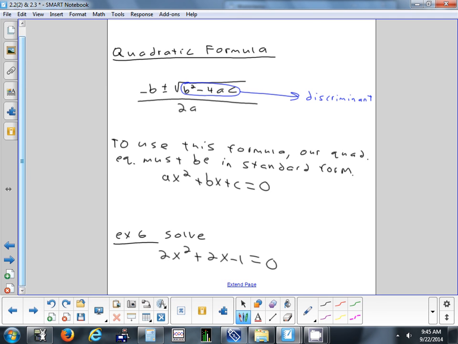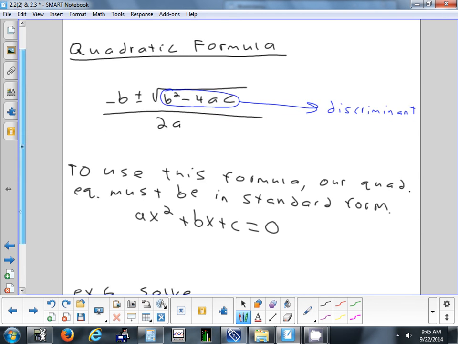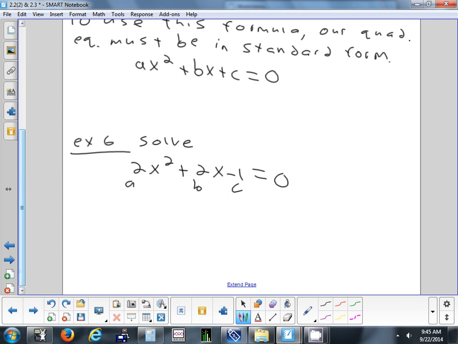Okay, so let's solve this one. I don't think it factors. So if you tried to factor it, yeah, it's not going to work. You could complete the square, that would work fine, or we could use the quadratic formula. So that's A, that's B, and my constant is C. Does everybody have the quadratic formula discriminant part? No, okay. All right, so let's solve this.